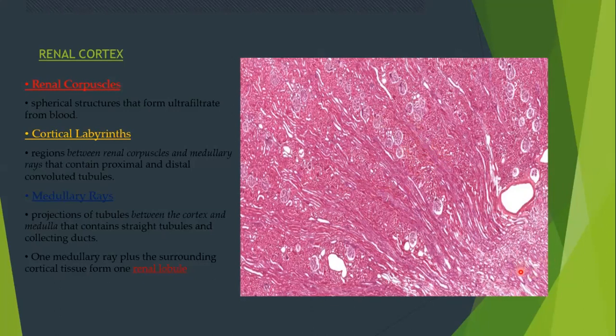Then medullary rays are projections of tubules between the cortex and the medulla. Here is the cortex and here is the medulla. They usually contain the straight tubules, which refers to the proximal and distal straight tubules, and also the collecting ducts. One medullary ray and the surrounding cortical tissue form a renal lobule, okay? A renal lobule, not a renal lobe. Please understand that.